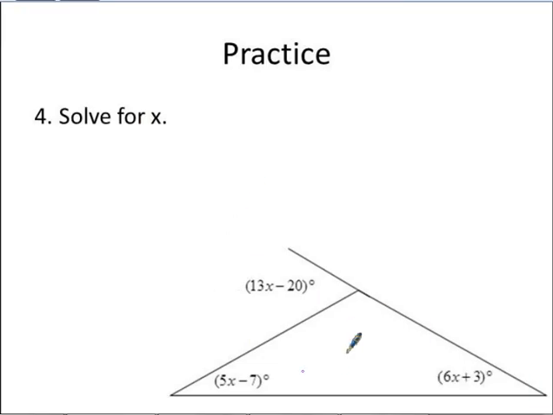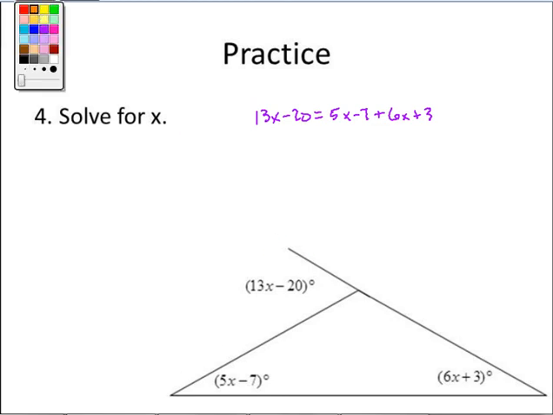Now it also works with an algebraic problem. The setup here is, here's the exterior angle, 13x minus 20. Then these are the remote interiors, and it's the sum of the remote interiors. So it's 5x minus 7 plus 6x plus 3. Go ahead and pause the video here, try and solve that on your own, and then unpause it, and I will show you what I got. Go ahead and pause now.